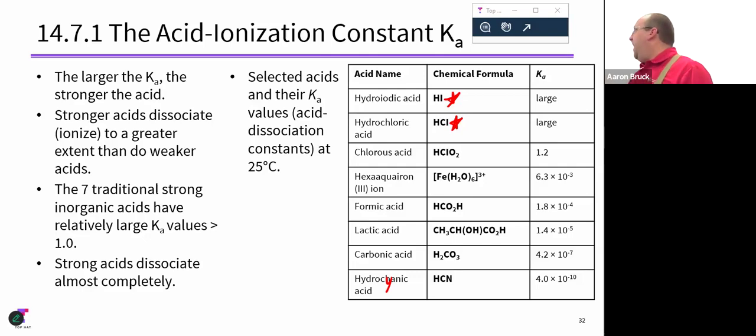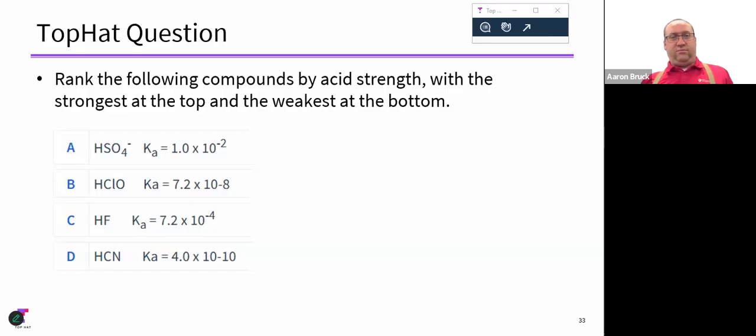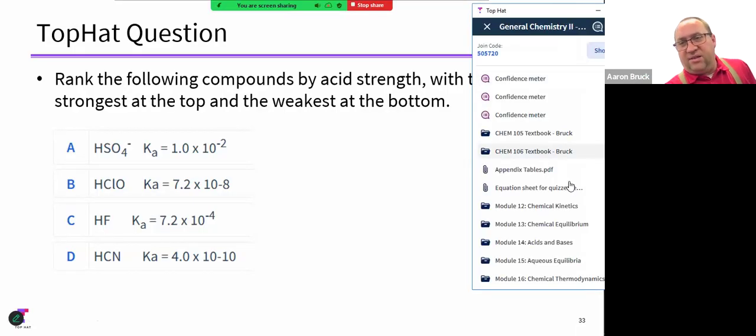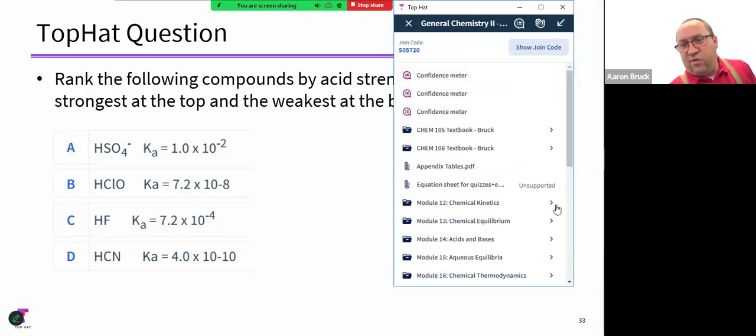But we can treat any of these in the same kind of way that we did in the previous chapter. We know that the smaller the value of Ka, the more reactant favored it is. And in the case of acids, that means that the acid is going to be weaker because we're getting fewer hydroniums off of it. So with that in mind, let's get into our first question for today.